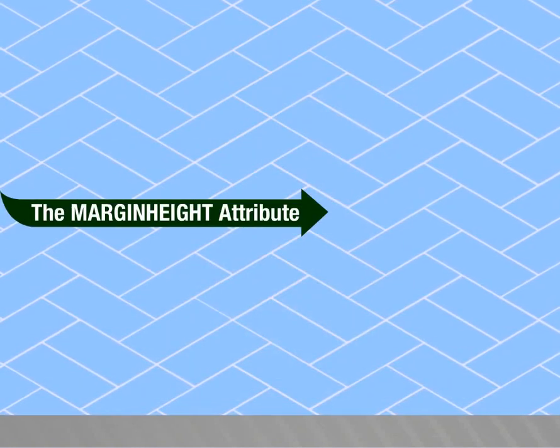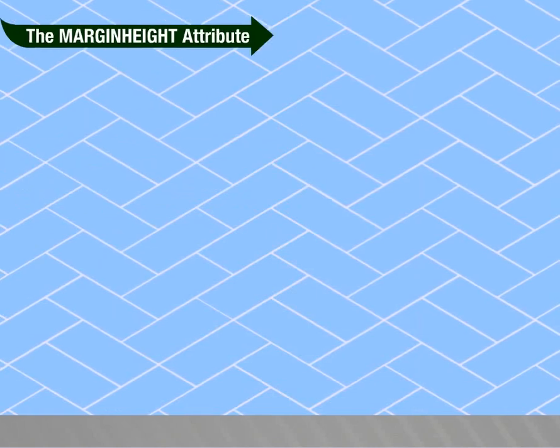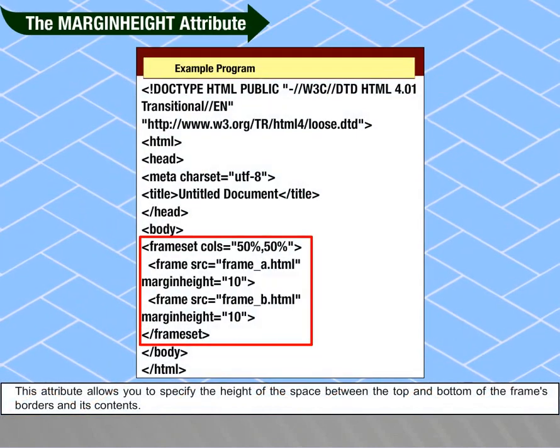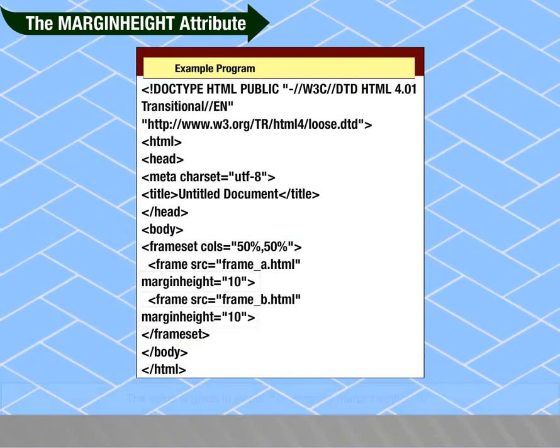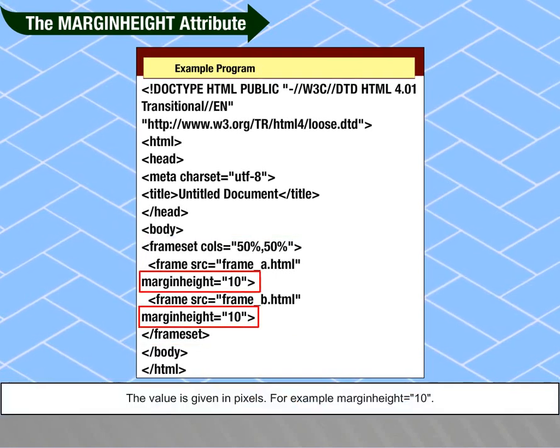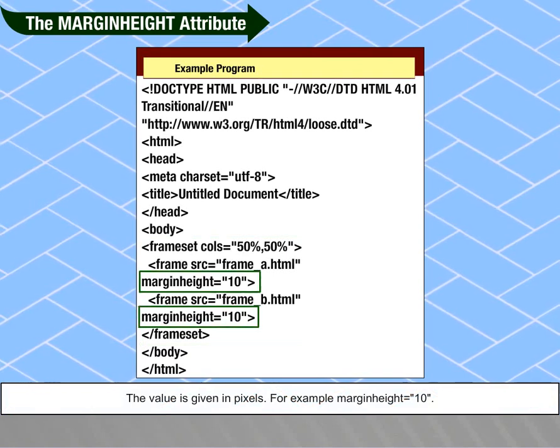The marginheight attribute. This attribute allows you to specify the height of the space between the top and bottom of the frame's borders and its contents. The value is given in pixels. For example, marginheight="10".